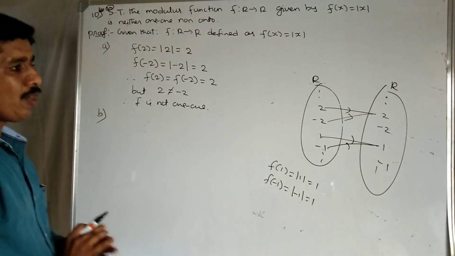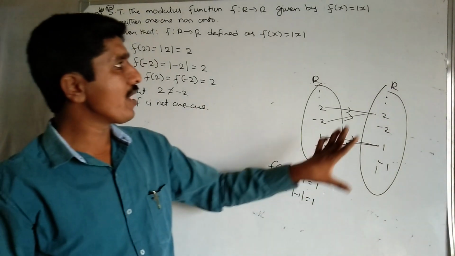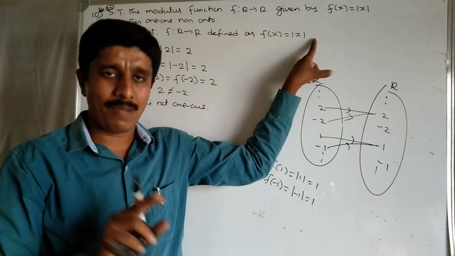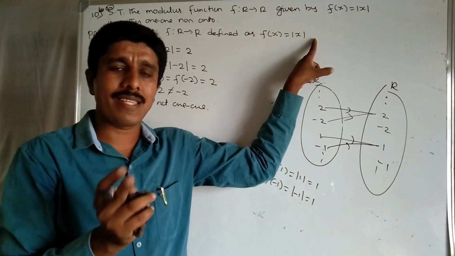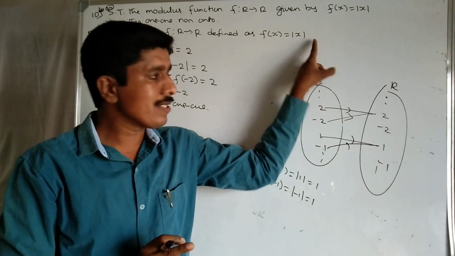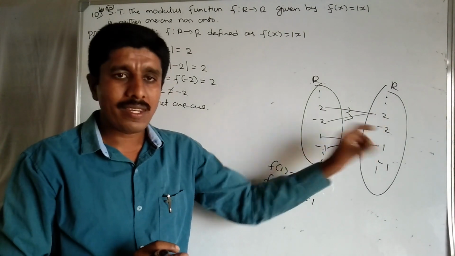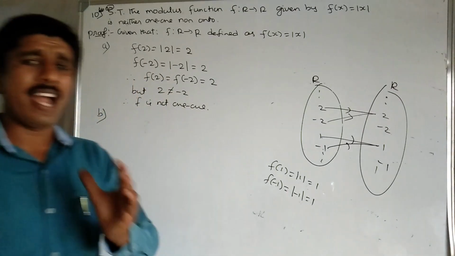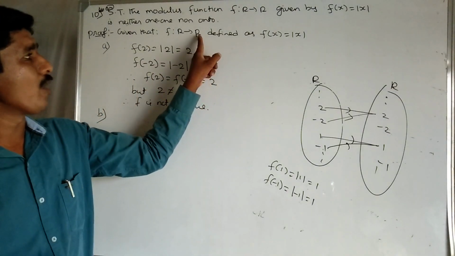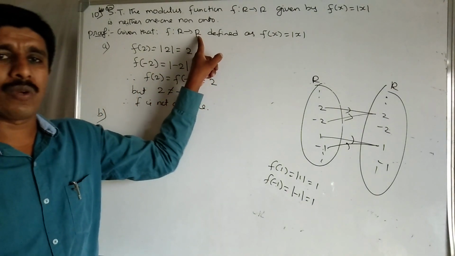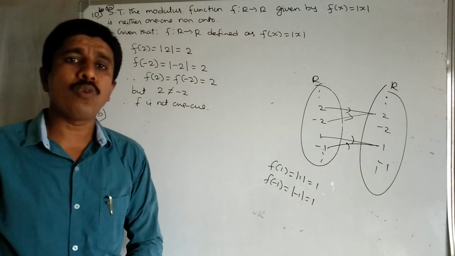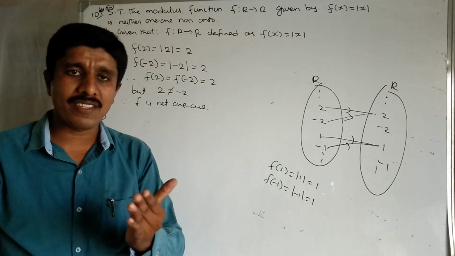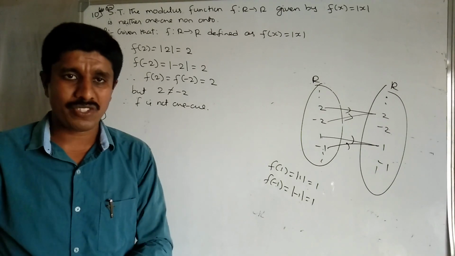To prove that it is not onto, see, the range of the function contains only non-negative real numbers. All real numbers except the non-negative ones are missing. You take any one negative real number in the codomain. Mind it, onto means you have to go for the codomain. If the codomain is R, and for every element of the codomain there exists at least one pre-image element, then it is called an onto function. Mind it.